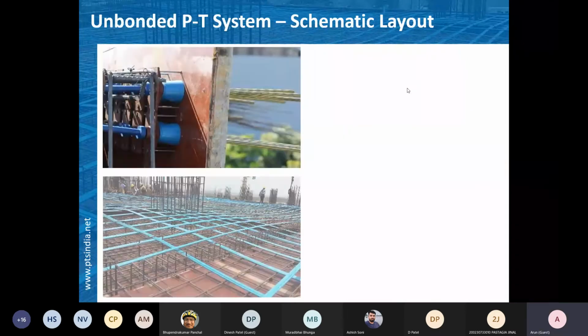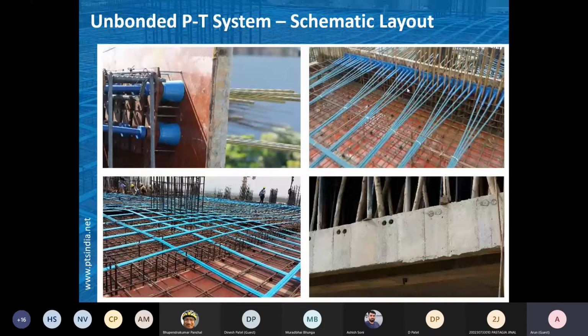These are some of the images from the site. You can see the anchorages. You can see the cable is taken out from this side. You can see the yellow part, that is grease. This cable is taken out for stressing, so that we can grab the cable and we can stress that cable.